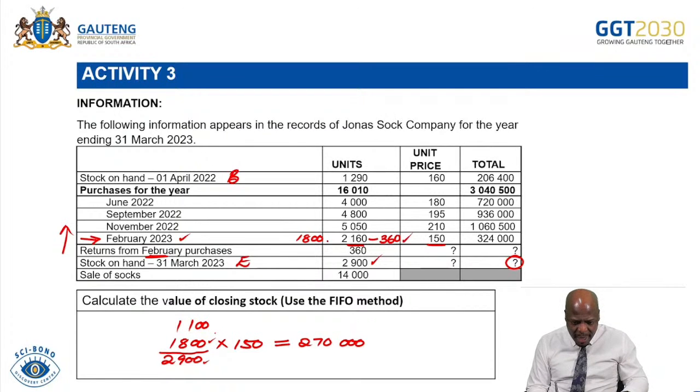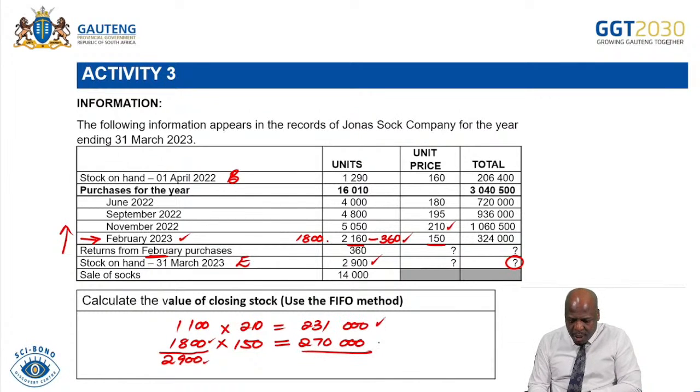1,100. So I'll come here, then I'll say 1,100 from November. What is their unit price? The unit price in November is 210. That is the unit price in November. That will give me a total now of 231,000.